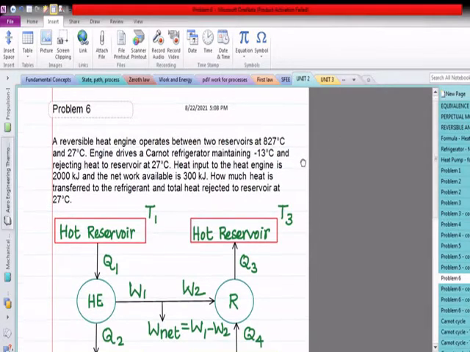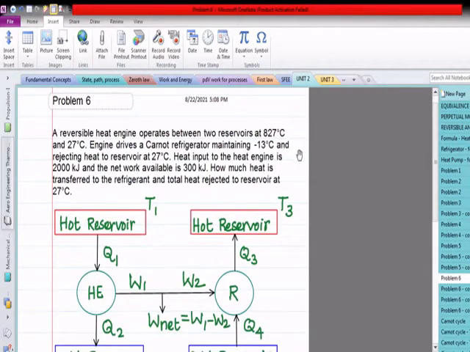You all know that a heat engine is a device that is used to convert the heat energy into useful work. And the refrigerator is a device which transfers heat from a low temperature body to high temperature body with a work input.